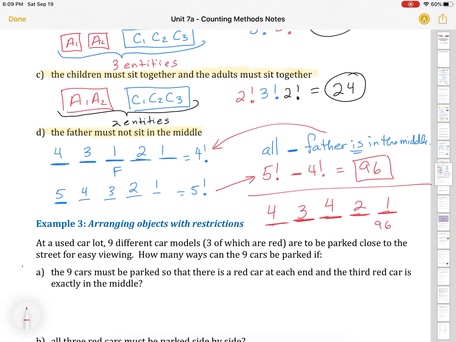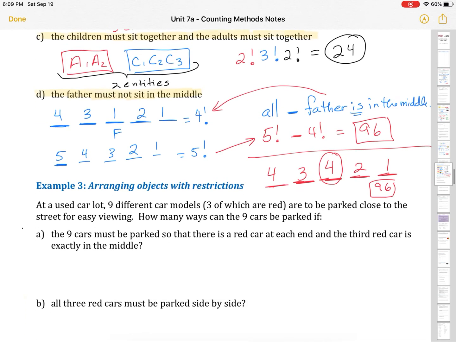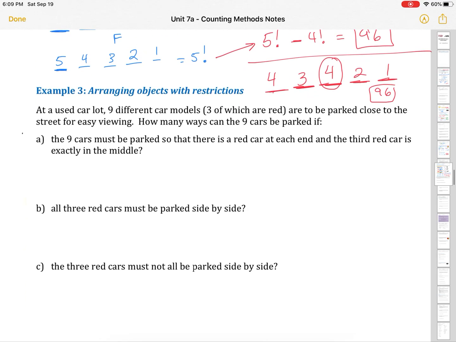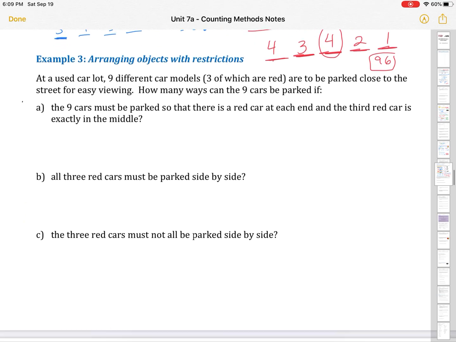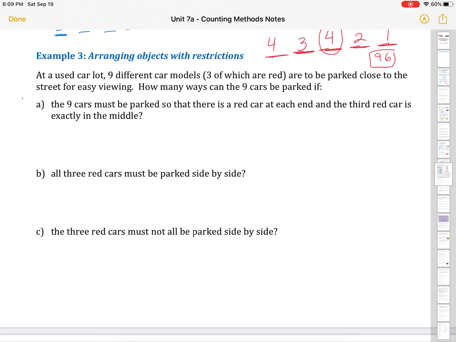I think that would work and give me this. I'm just going to test it. Yeah, because that's how I would do it too. Because this also gives you 96. Basically it says this middle seat can't include the father, so there's only 4 options. And then you pick that person, so then there's only 4 for the 4, 3, 2, 1 for the remainder. So there's 2 different ways you could approach that one. It's kind of a tricky one to think about.